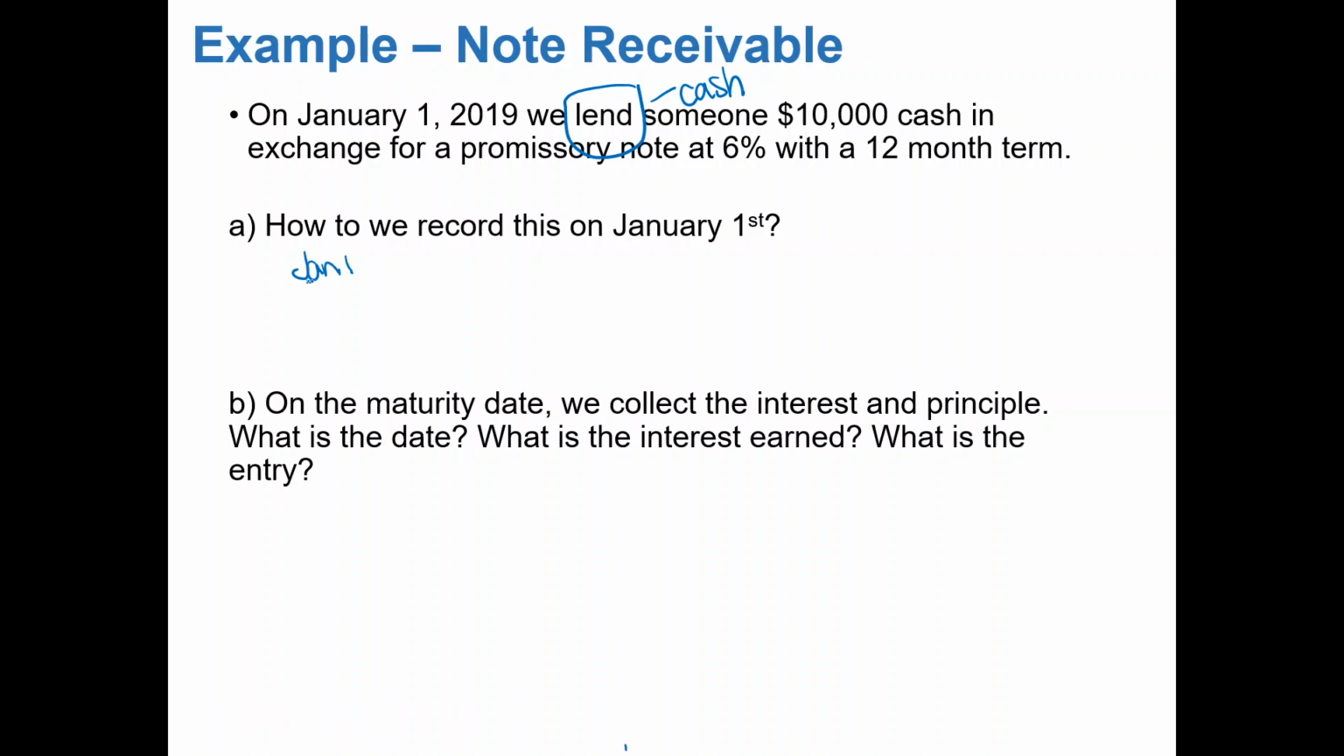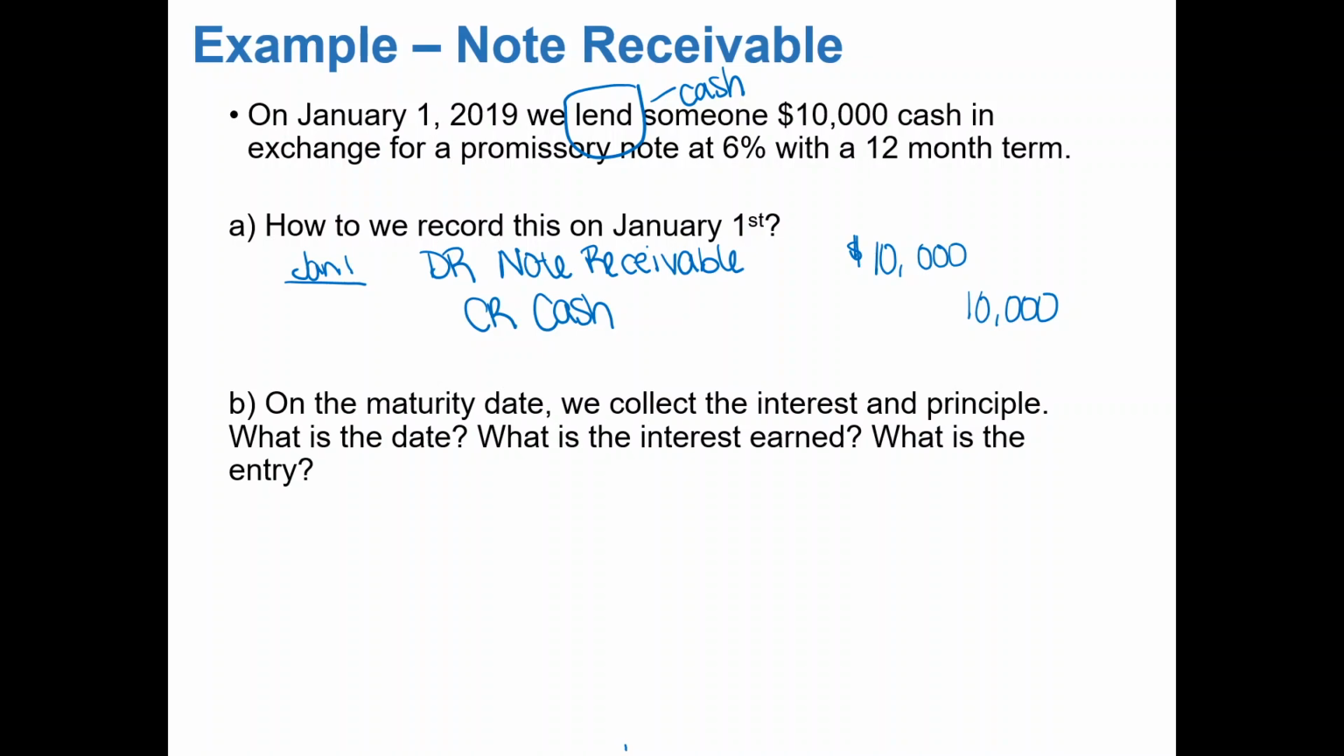So on January 1st, we're going to debit the note receivable, because we obtained this note. We now have this amount that someone's promising to pay us in the future. And we credit cash because we lent that amount. And the amount that was lent was $10,000. So we can say in our little explanation, lent money at 6% for 1 year. We're just telling a little bit of detail about that promissory note. So if we look back, we know what the terms were.